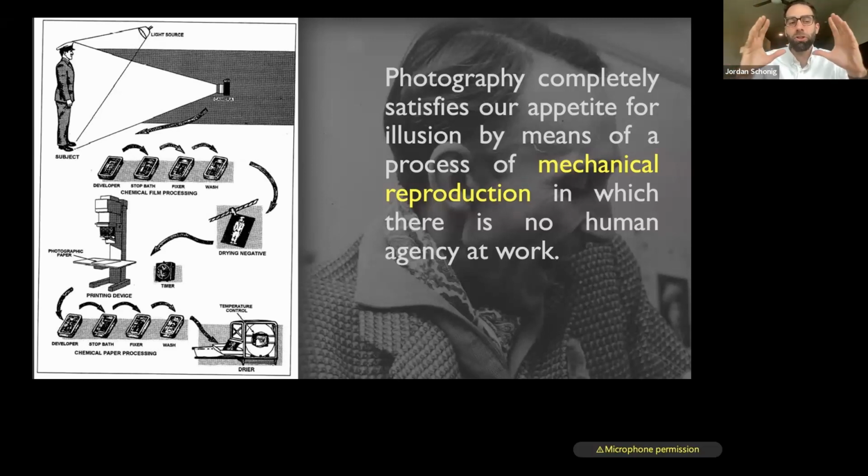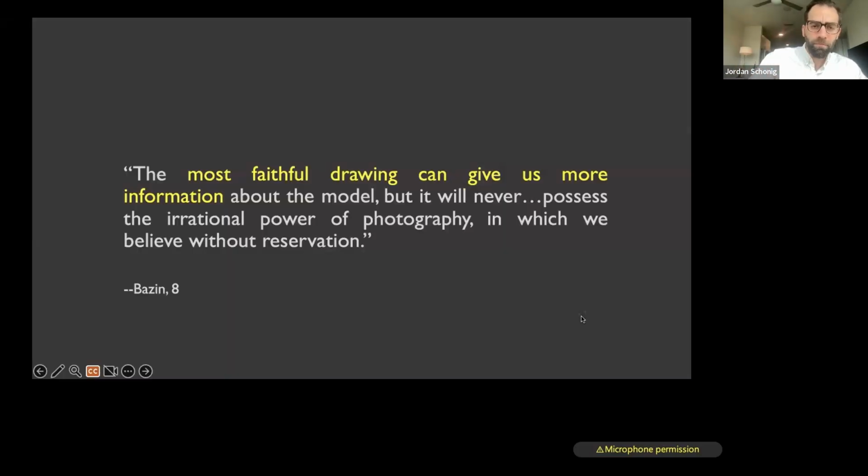As much as you might choose the things that go into a photograph, Bazin is interested in the ways in which the photograph seems to be produced automatically or mechanically because light is also the author of the image. And he'll come up with ways to articulate exactly what he means to say is the relationship between an object and the photograph of that object. So he'll say this. He'll say the most faithful drawing can give us more information about the model, the thing being photographed, but it will never possess the irrational power of photography in which we believe without reservation.